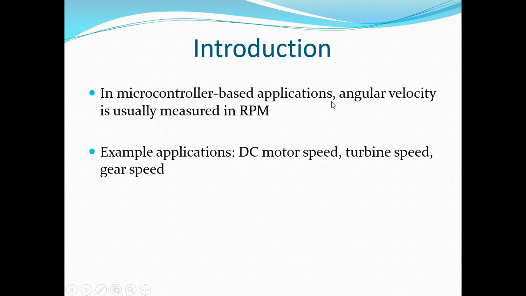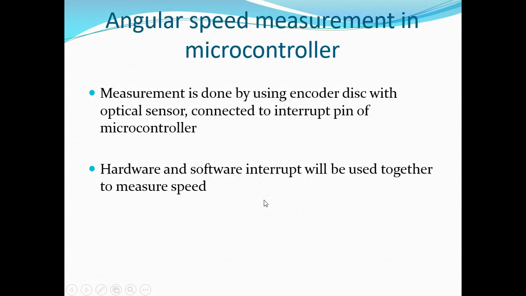In microcontroller based applications, angular velocity is usually measured in RPM, right? I say most of the time we are using RPM. Examples of the application are reading the DC motor speed, turbine speed, or gear speed. This is the application of angular velocity. Alright. The measurement is done by using an encoder disc with an optical sensor connected to an interrupt. Okay, later on we go to the sensor. Actually, we will have one sensor and you will keep cutting that connection so that it functions. Later on we will have this kind of slide. Hardware and software interrupt will be used together to measure the speed.